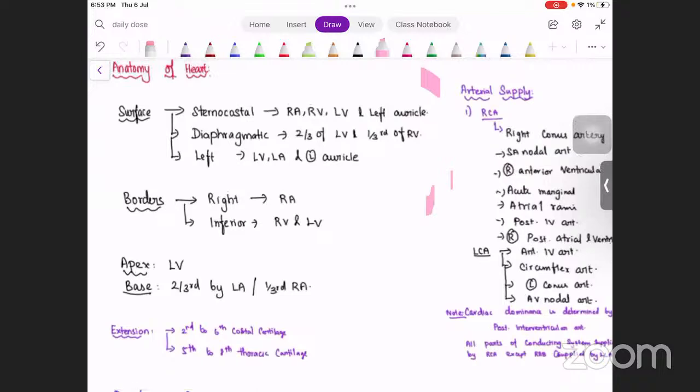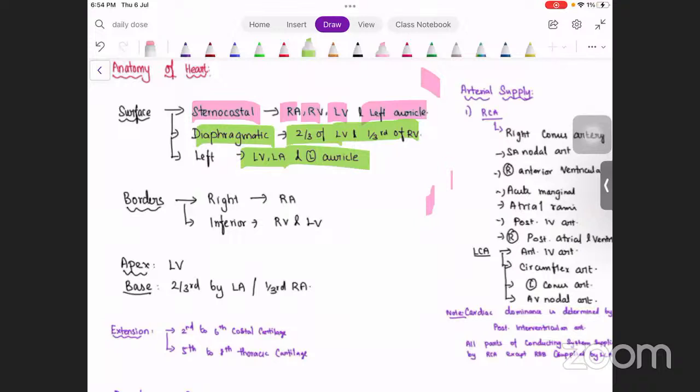So anatomy of the heart: we have the sternocostal surface, which is formed by the right atrium, right ventricle, and left auricle. And then you have the diaphragmatic surface. The diaphragm forms 2/3 of your left ventricle and 1/3 of your right ventricle. And then you have the left surface of the heart, which contains left atrium, left ventricle, and left auricle.